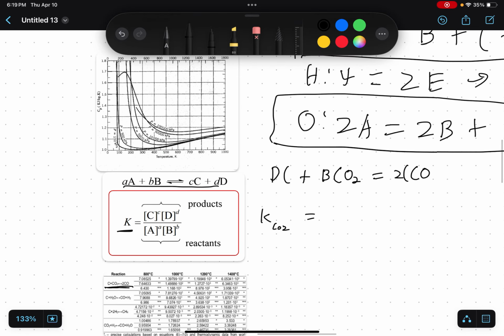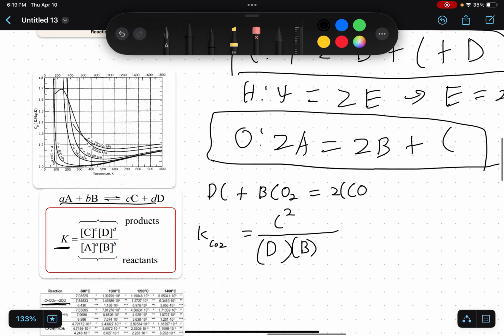So this will end up looking like C squared over D times B. Cool. So this is another equation that we have.